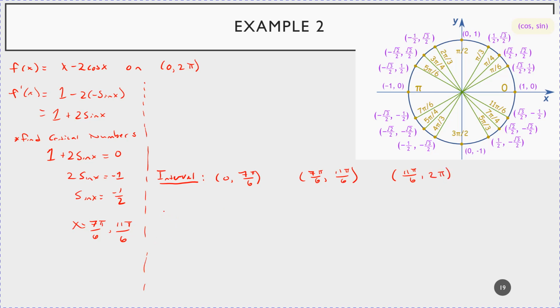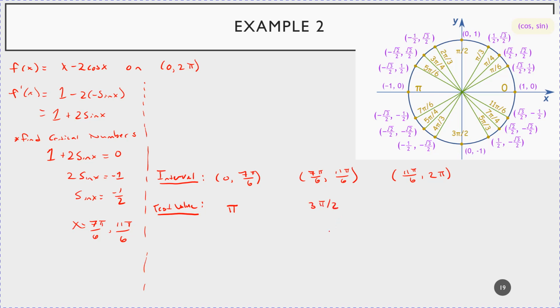Are you going to need your test value? Well, so look, you can pick any number between 0 and 7 pi over 6. I'm going to pick pi. It's easy here. Between 7 pi over 6 and 11 pi over 6, I'm going to pick 3 pi over 2.